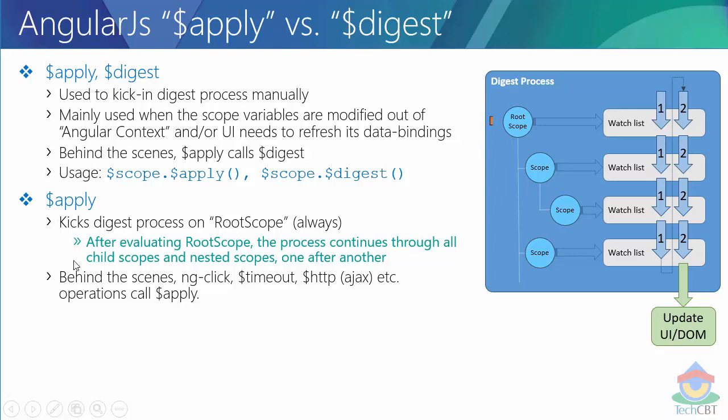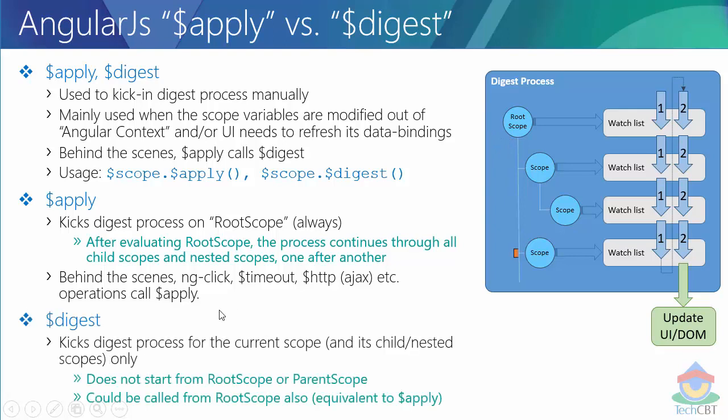That is pretty important. And next one is, whether or not you use $apply, behind the scenes, whenever you try to use ngClick event or any other AngularJS related events, $timeout or $http with callbacks and so on, they actually call $apply at the end of the logic. So whether you use ngClick or $timeout or $http, behind the scenes, internally inside AngularJS, all of these will be executing $apply, and that is the reason why the digest process automatically gets kicked in whenever you use any of these. So $apply kicks in, and that actually invokes the digest process all the way from the root scope.